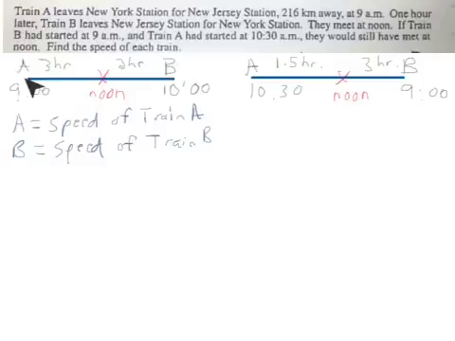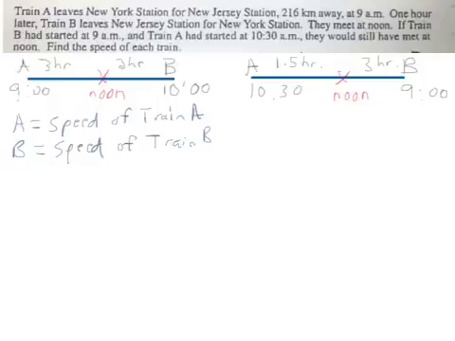So we can identify the time traveled for train A and for train B. If they leave at 9 for train A and it gets there at noon, well, we know that that's going to be a 3-hour total of travel. And train B leaves at 10 and meets at noon, so it's going to be 2 hours of travel. So we know that given information, and we know the distance.